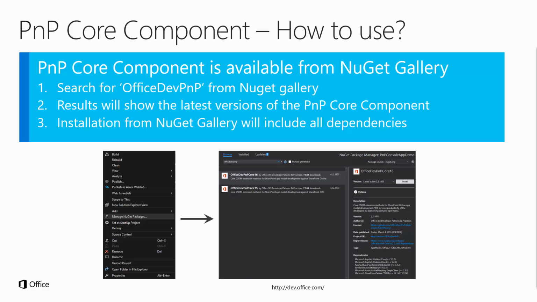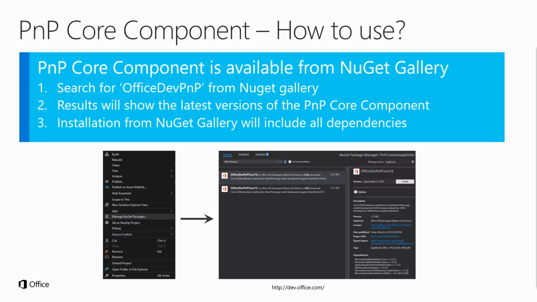The easiest way to find the PnP core component is really to use the NuGet gallery within Visual Studio and search for Office Dev PnP. And that will actually show you right now 2 versions of the core component, but pretty soon 3 versions, whenever the SharePoint 2016 version will be included. And then you can select the right component based on the target environment. So are you developing a solution against SharePoint 2013, SharePoint 2016, or SharePoint Online?